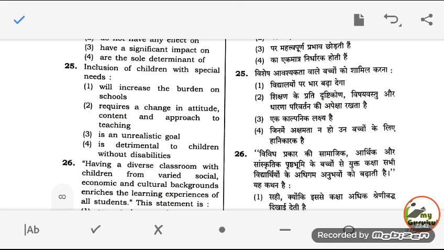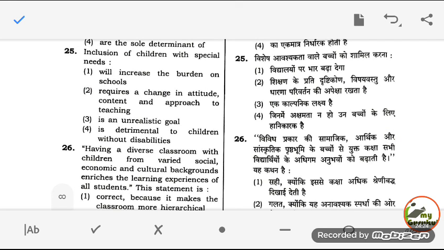Here, inclusion is a simple principle that states children with special needs should take part in regular classes and activities, just like children of their age without special needs. Many advocates of full inclusion believe that special needs children who attend regular classes will be better equipped to handle the world in their teen and adult years due to their exposure to children without special needs. Therefore, there is a need for a change in attitude, content and approach to teaching.